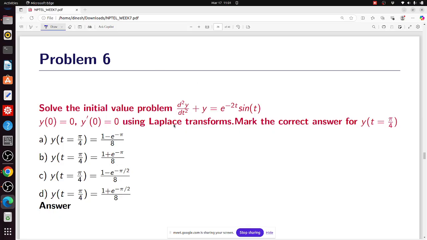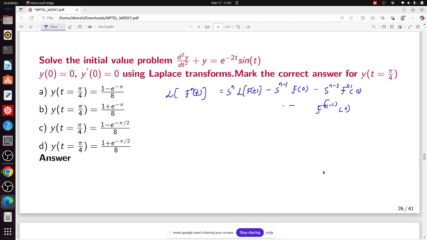State the formula for the Laplace transform of derivatives. Let's say the Laplace transform of the nth derivative is given as s to the power n times the Laplace transform of f(t), minus s to the power n minus 1 f(0), minus s to the power n minus 2 times the first derivative at 0, and so on up to f to the n minus 1 at 0. Here the second derivative is given, so accordingly we will use this formula.